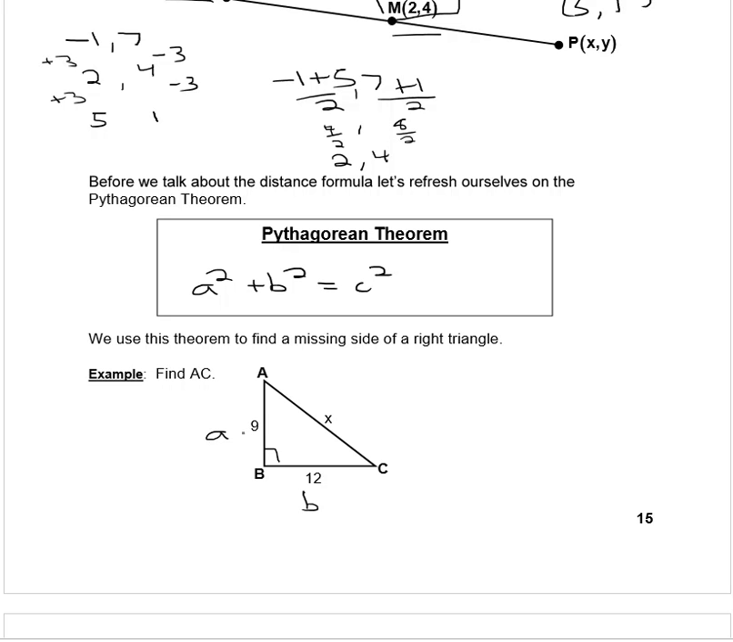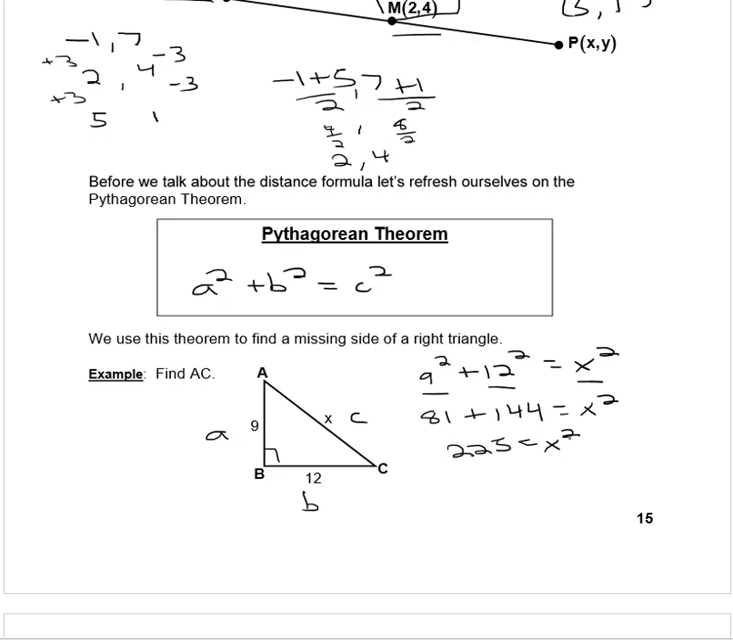Like, I could make 9 B or 12 A, it doesn't matter. Or I could keep it as A is 9 and 12 is B. What is important is that C is always across from the right angle. So it's always going to be A squared plus B squared equals C squared. But again, the A and the B can be interchangeable. So in this case here, I have 9 is the A and 12 is the B. So I'm going to write 9 squared plus 12 squared equals x squared. A squared plus b squared equals c squared. Okay, well, 9 squared is 81. 12 squared is 144. That's x squared. 81 plus 144 is 225.